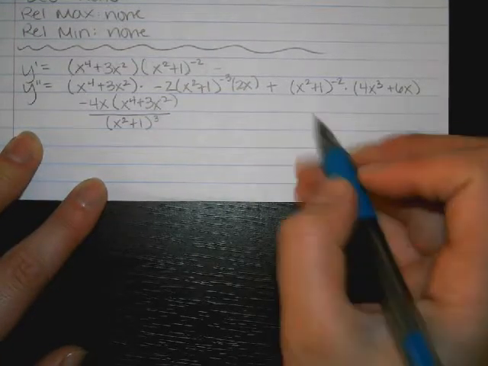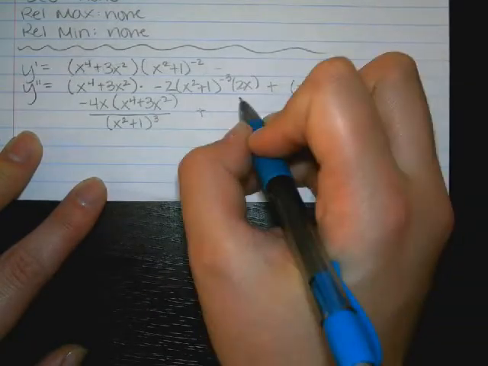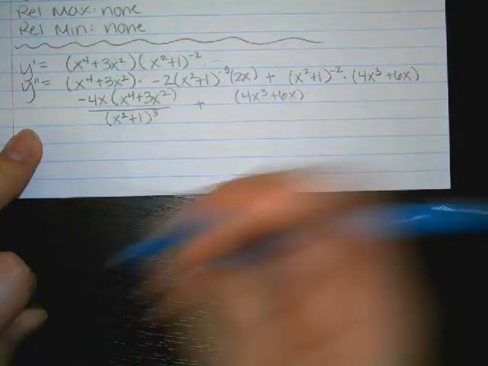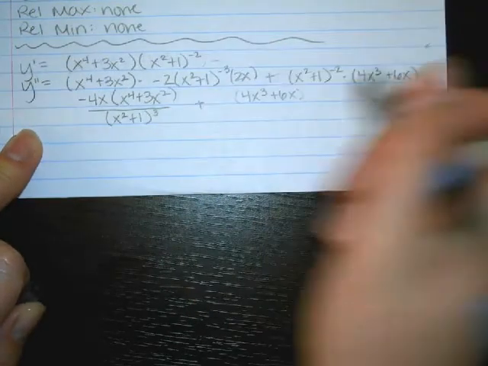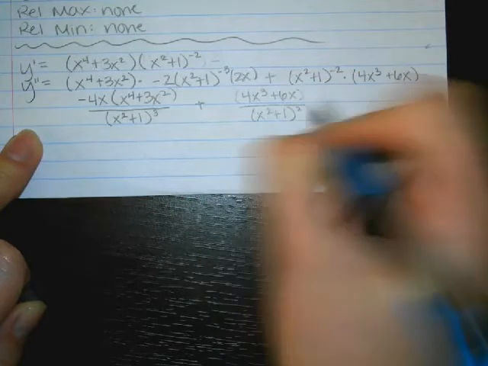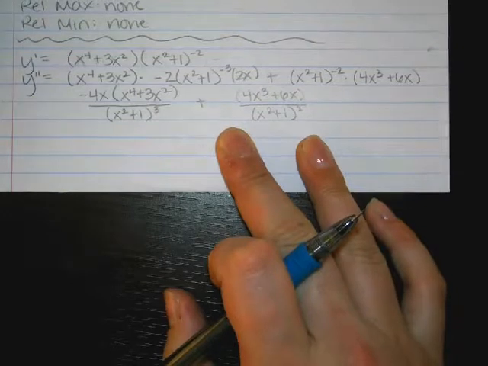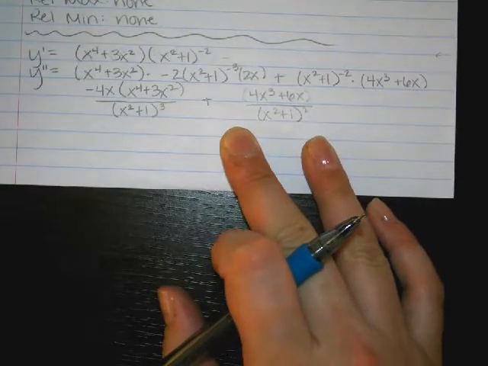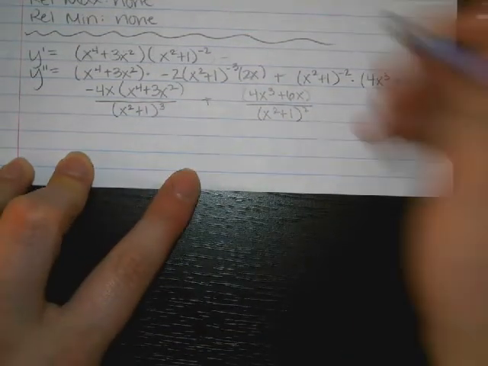All right, how do I fix the second part? 4x to the 3rd plus 6x over. I guess we don't really need those parentheses, though. Over x squared plus 1. Okay. So I've got two fractions. The denominators are similar, but a little bit different. And so what do I need to do? Yeah, multiply the top and the bottom by x squared plus 1.